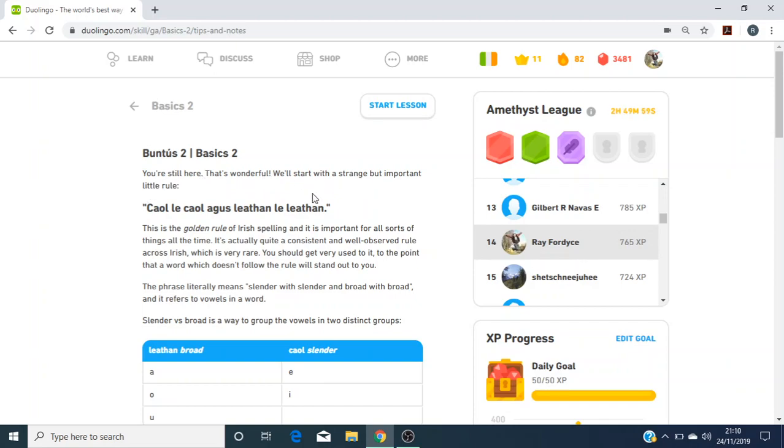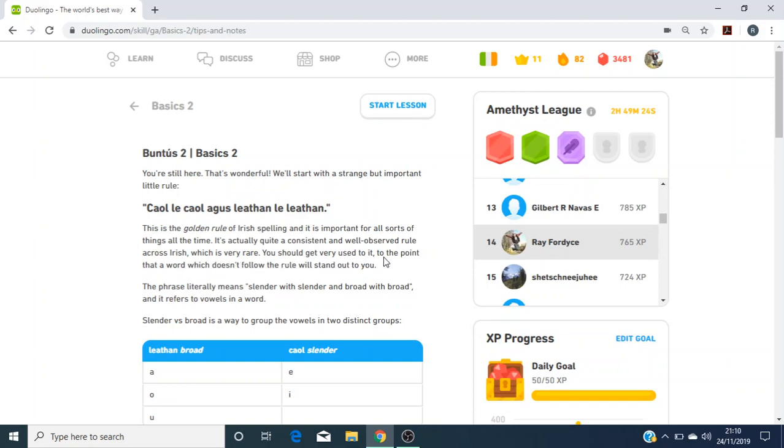We'll start with the strange but important little rule. This is the golden rule of Irish spelling, and it's important for all sorts of things all the time. So let's see if I can pronounce this. I rushed into that a little bit. Caol le caol agus leathan le leathan. I think that's something like it. Anyway, it's actually quite a consistent and well observed rule across Irish, which is very rare.